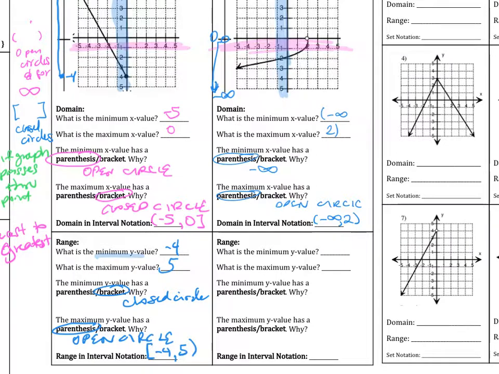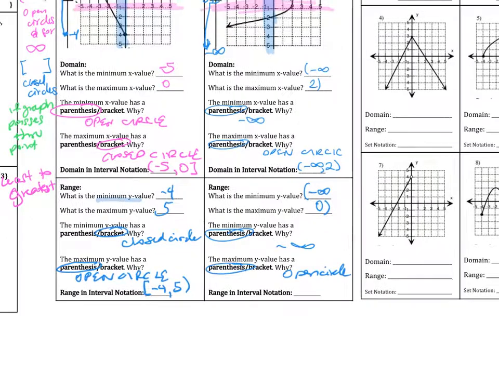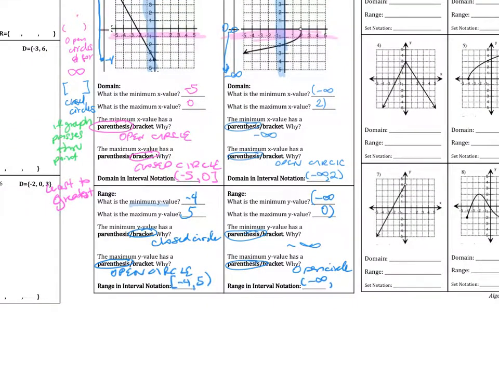So let's write it. What is the minimum y value? That is negative infinity. That'll be parentheses. And the maximum is 0. That's also parentheses because it's an open circle. So to write this, we write negative infinity, comma, 0, and then a parenthesis as well.